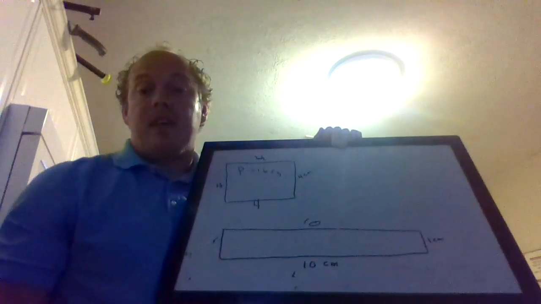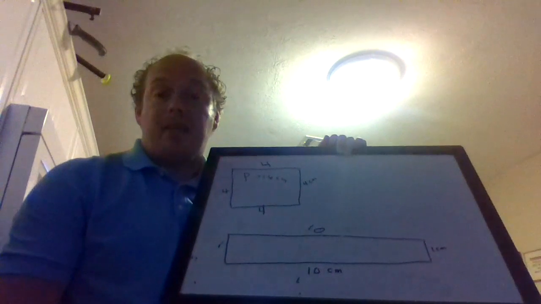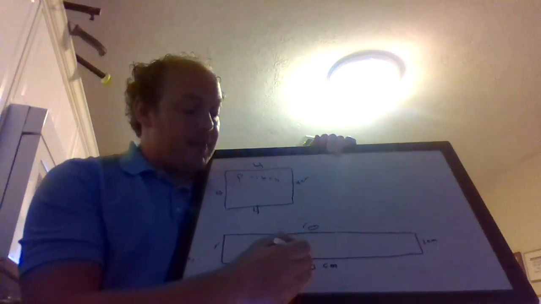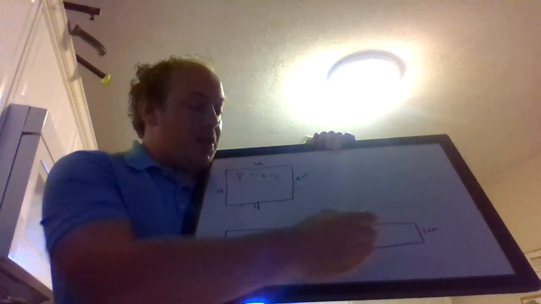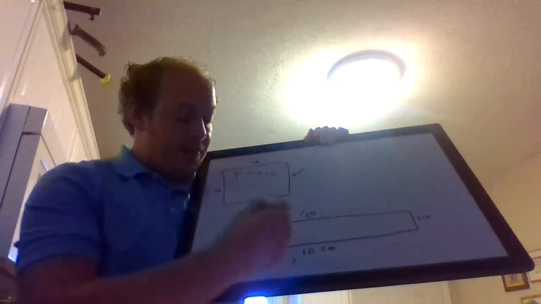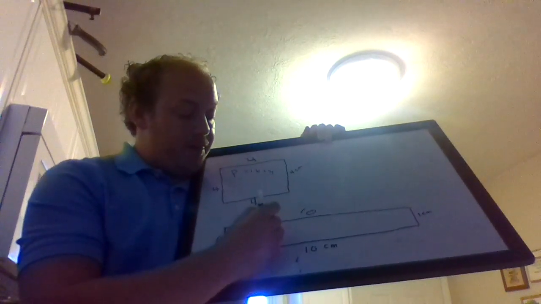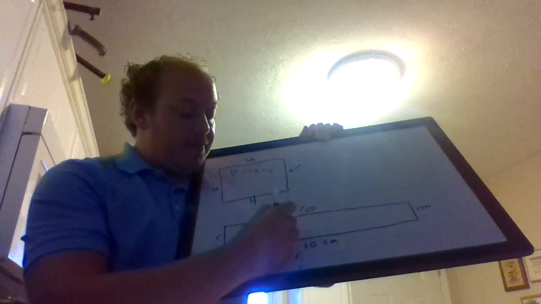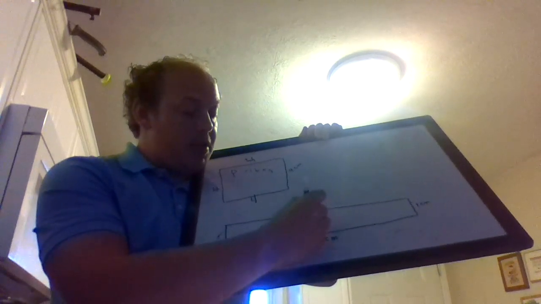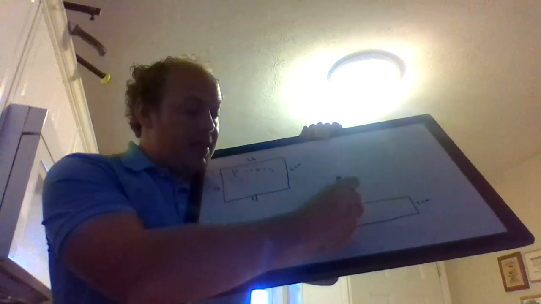Now, in order to find the perimeter, we just add all these sides together. 10 plus 10 is 20. 20 plus 1 is 21. And 21 plus another 1 is 22. So the perimeter, P, of this rectangle is 22 centimeters.